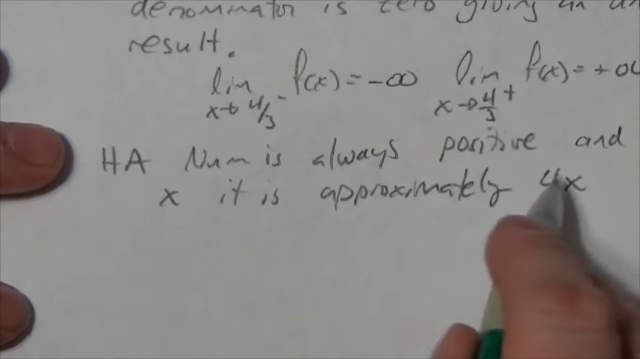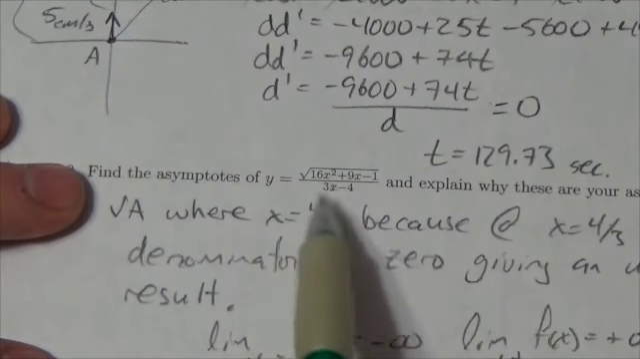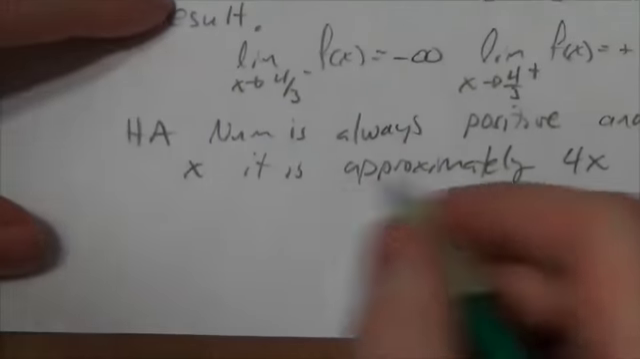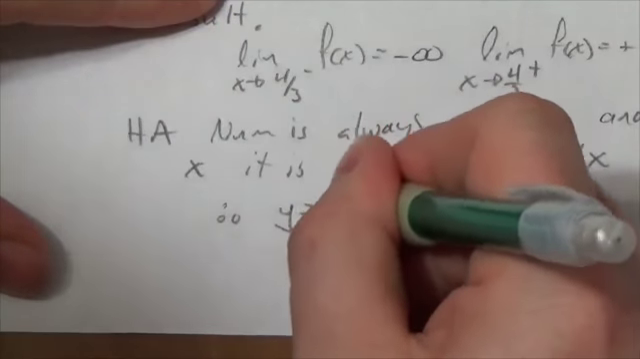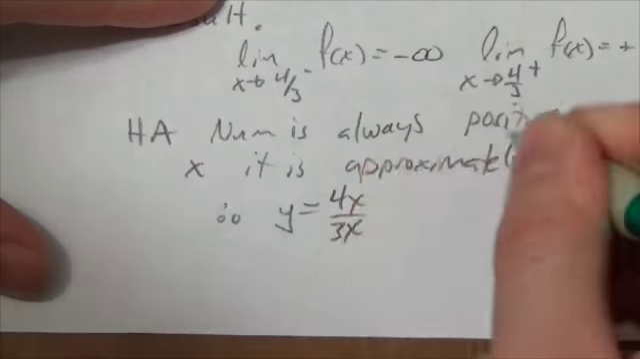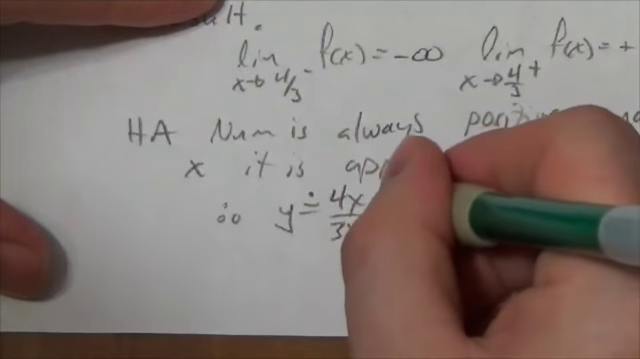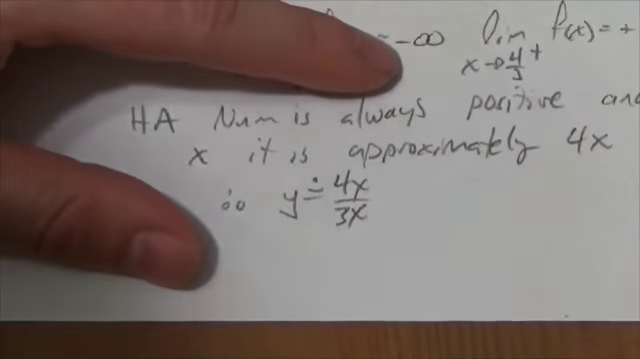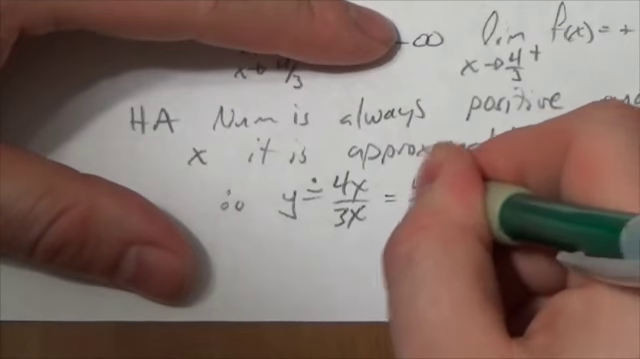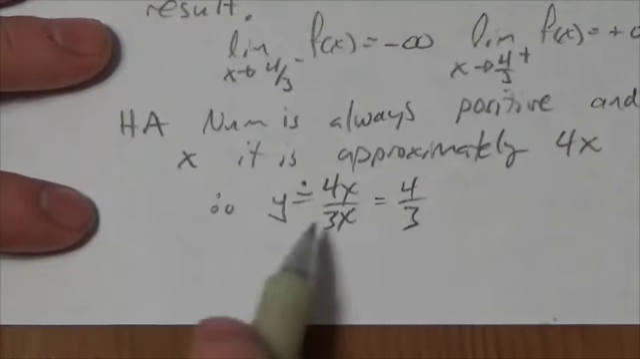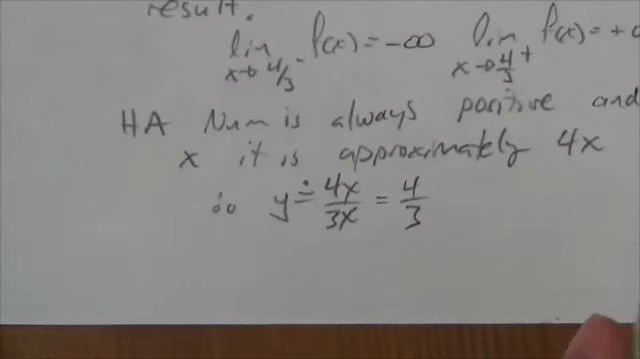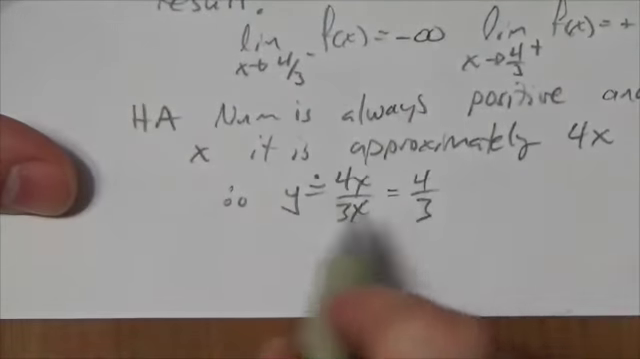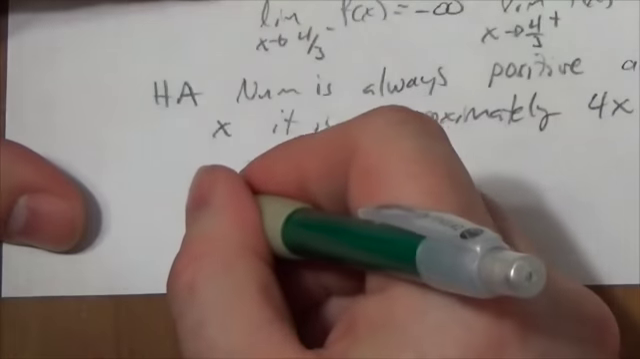So the numerator is approximately 4x, and now when you compare the two dominant terms, the numerator and denominator, that ratio is going to be approximately 4x over 3x, which is going to equal 4 over 3. As long as obviously x does not go to 0, but that's not an issue because we're going really big here.